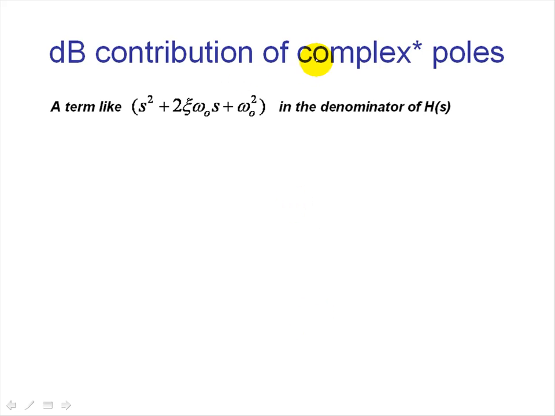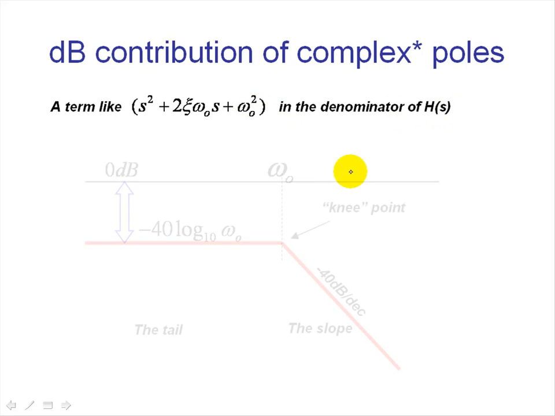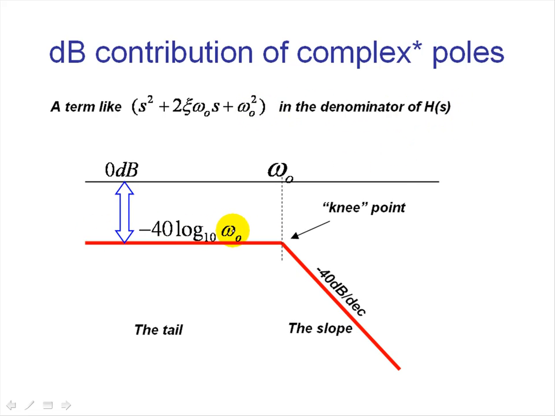A pair of complex conjugate poles is announced by a term like this one in the denominator. Its contribution is exactly the same as that of a double pole at omega naught, this value. It does not depend on the damping factor.